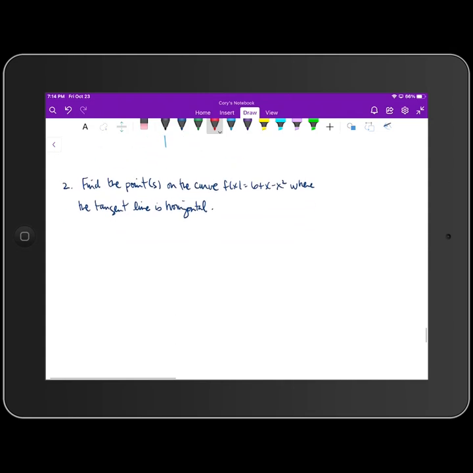Okay, let's move on to number 2. Number 2 says to find the point or points on the curve f of x equal to 6 plus x minus x squared, where the tangent line is horizontal. I want you to give that one a try.